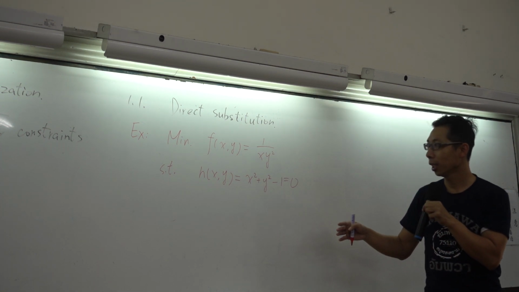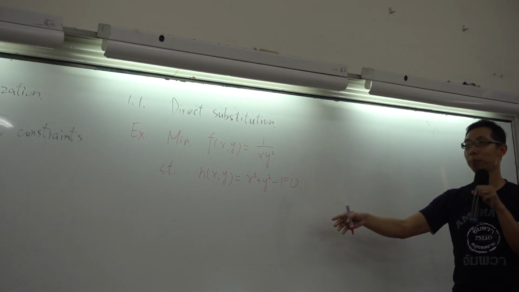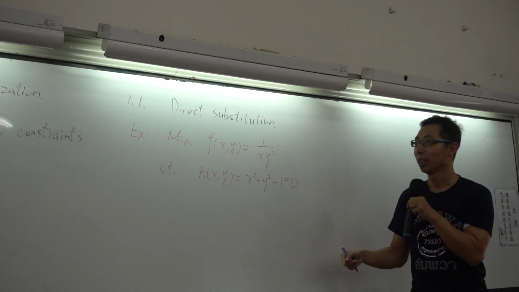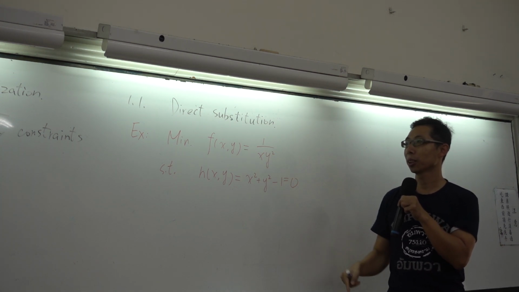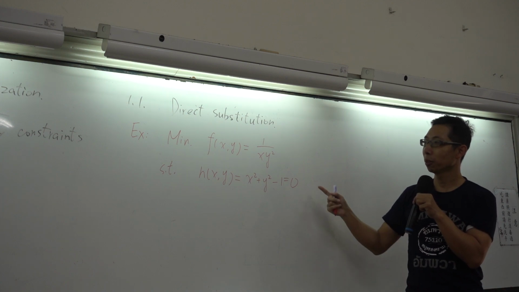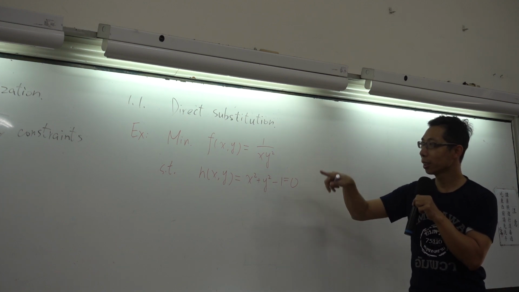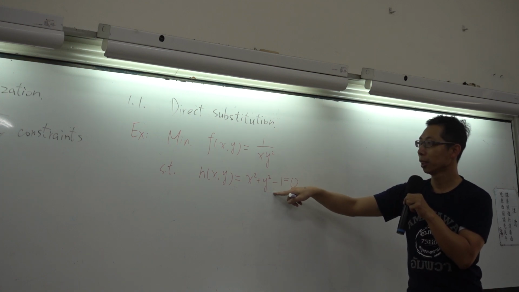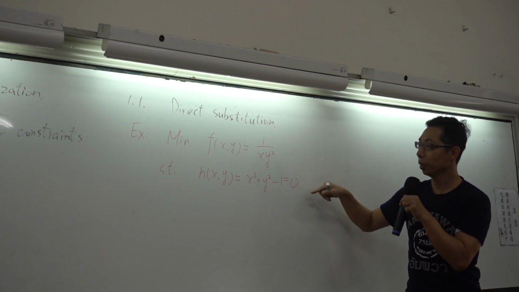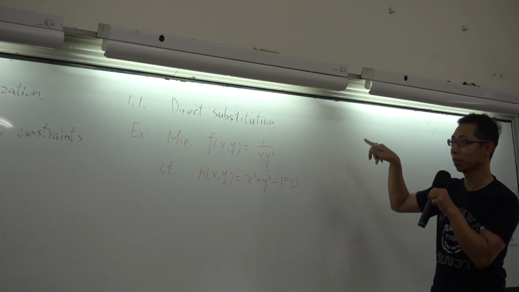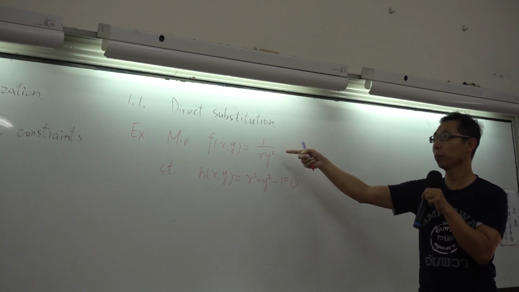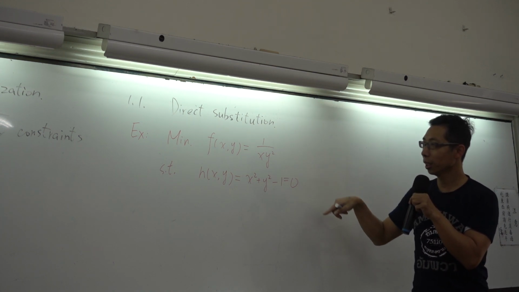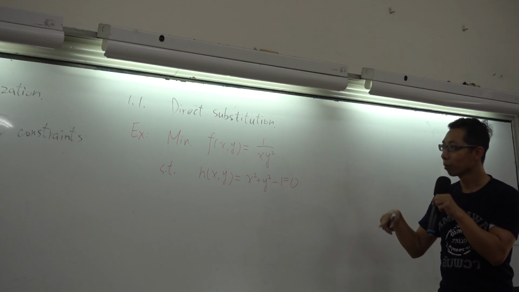And if you want the geometric meaning, it just means that when we try to minimize this function, basically we minimize the function along this circular shape, right? X squared plus y squared equals 1 means that it's on this kind of circular shape. So we try to minimize the function along this kind of trajectory.